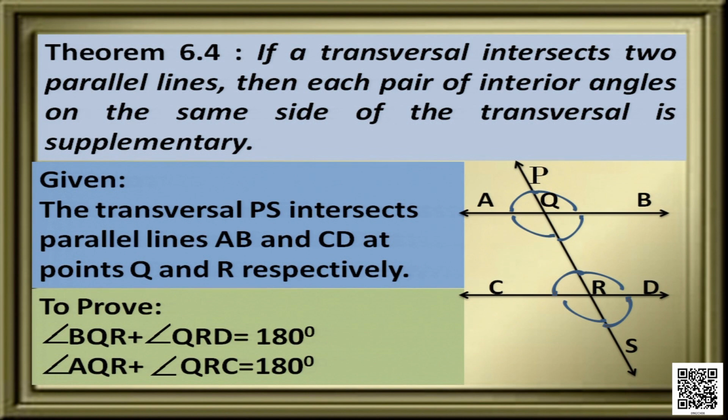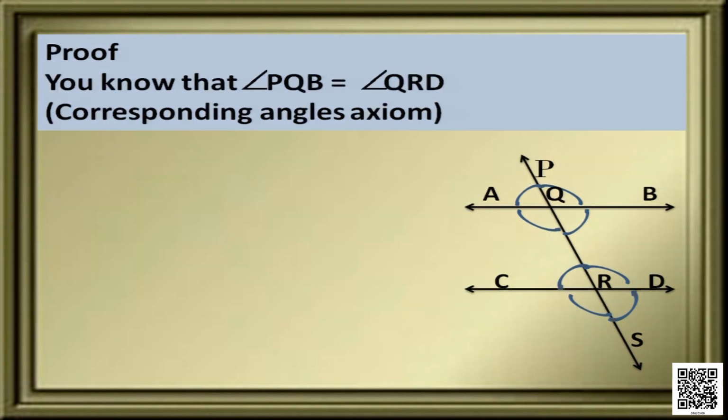Similarly, angle AQR and angle QRC are also interior angles on the same side of the transversal. So, the sum of AQR plus QRC is equal to 180 degree. We have to prove this. Let us see how to prove it. You know that angle PQB and angle QRD, these are two corresponding angles, as AB and CD are parallel. So, corresponding angles are equal by corresponding angle axiom.